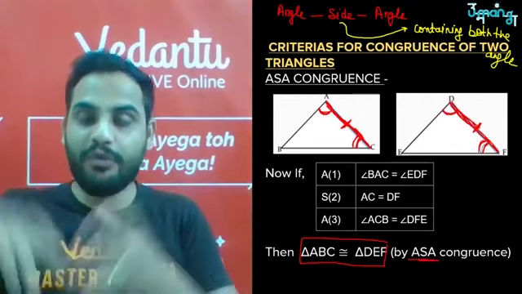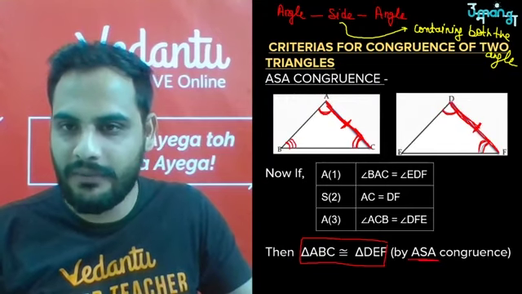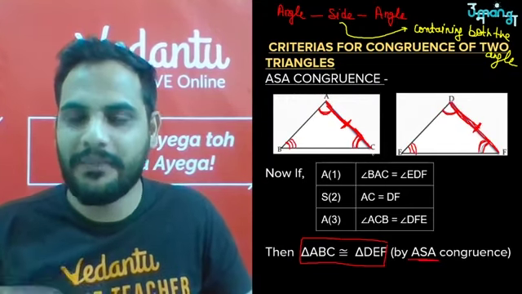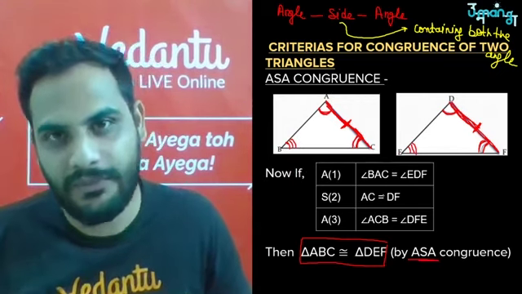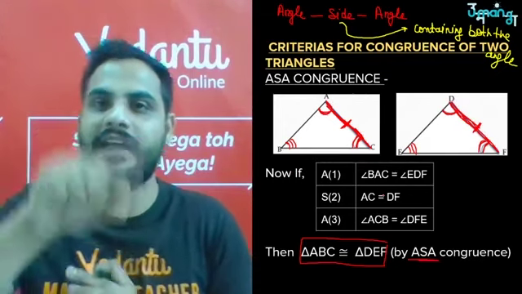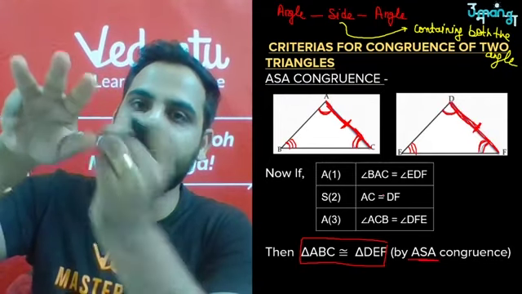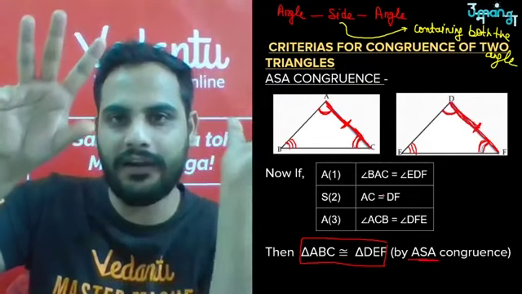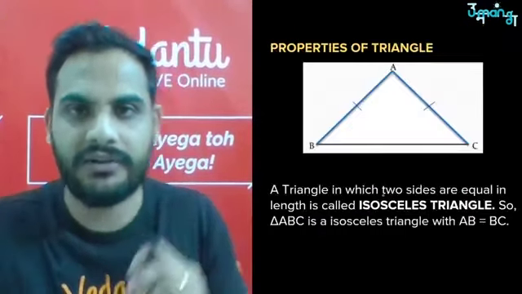And once you have proved them congruent, you can say that the remaining angles will also be equal by CPCT. Understand? By CPCT you can say the remaining will be equal, and the remaining sides will also be equal. Corresponding sides will be equal, corresponding angles will be equal. So one is side, angle, side, where the angle is between the two sides, and then angle, side, angle, where the side is containing both the angles. Okay? So remember. These are the two criteria which we have learned today.